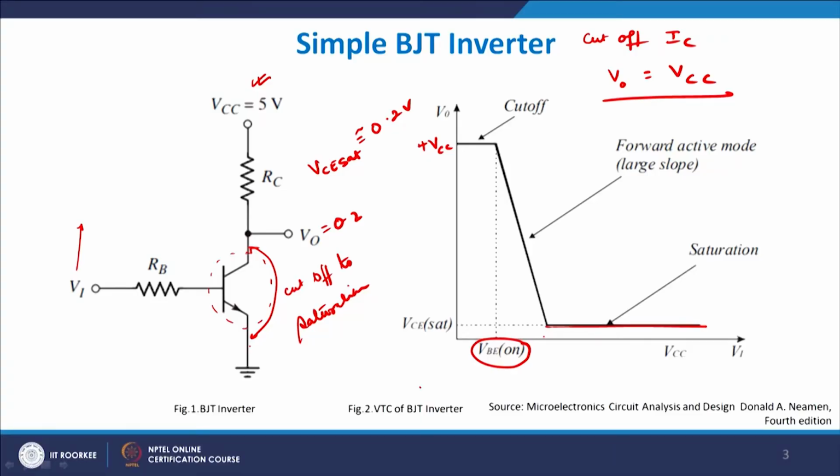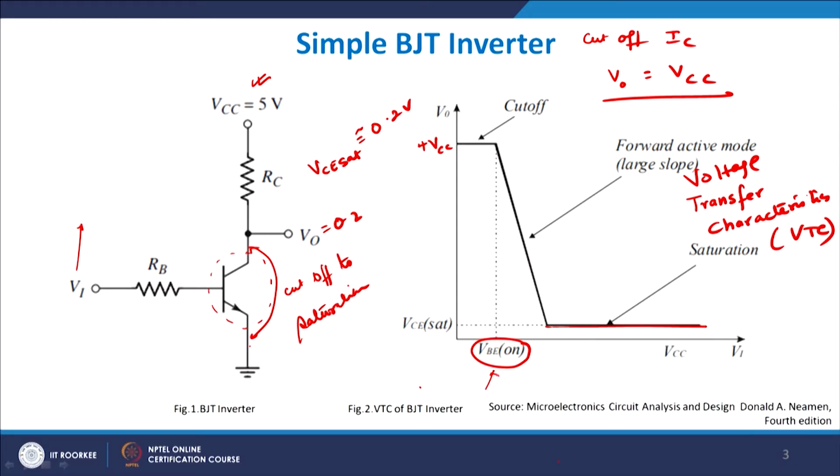So we have understood one basic fundamental principle: whenever my input voltage is low, my output voltage is high, and vice versa. So I can use it as an inverter. As we discussed earlier, if you look at this curve, this is Vi versus Vo. This is basically your voltage transfer characteristics, also referred to as VTC. If you look at the VTC, it is just behaving like an inverter.